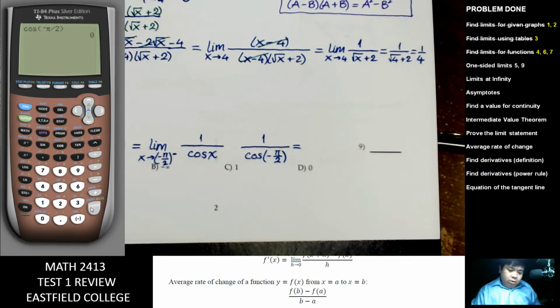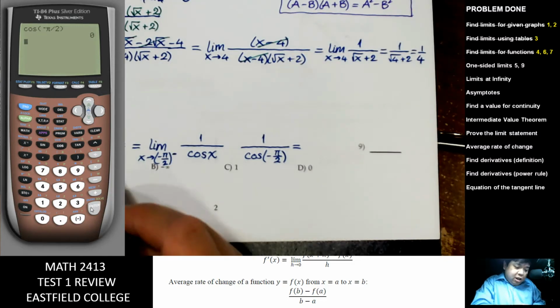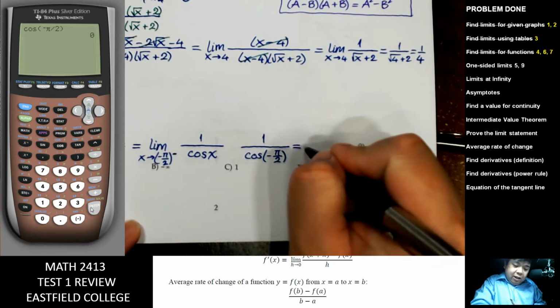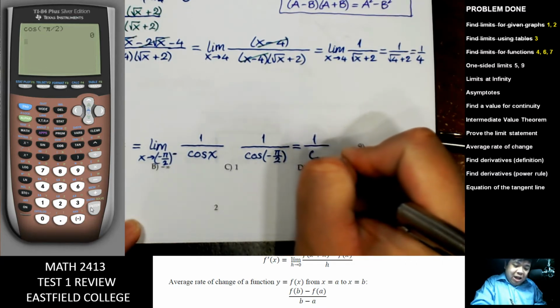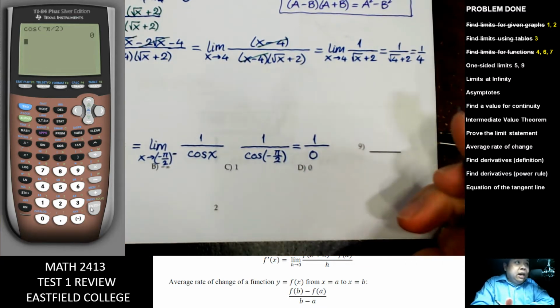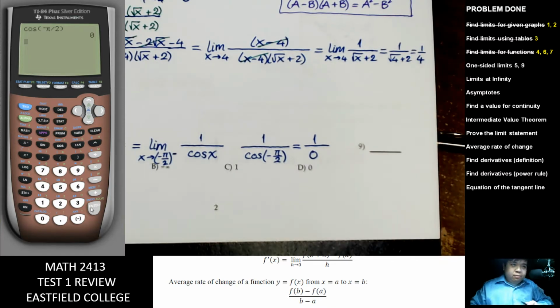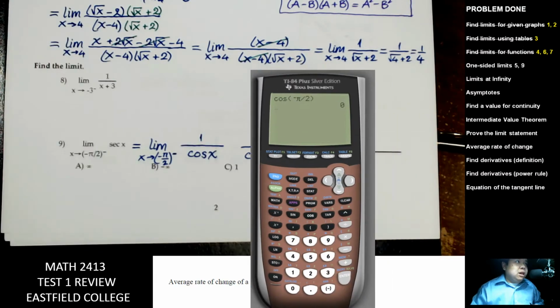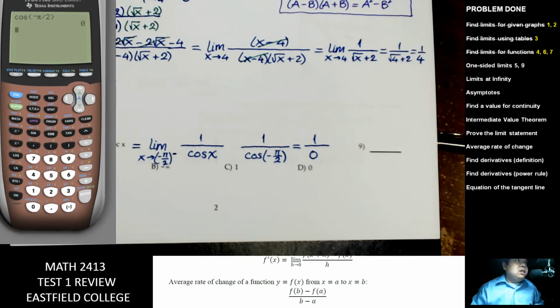Right, that is 0, of course, we know that. Right, now, but this is just 1 over 0. Of course, that is undefined, but by the way, that is number 9, right?